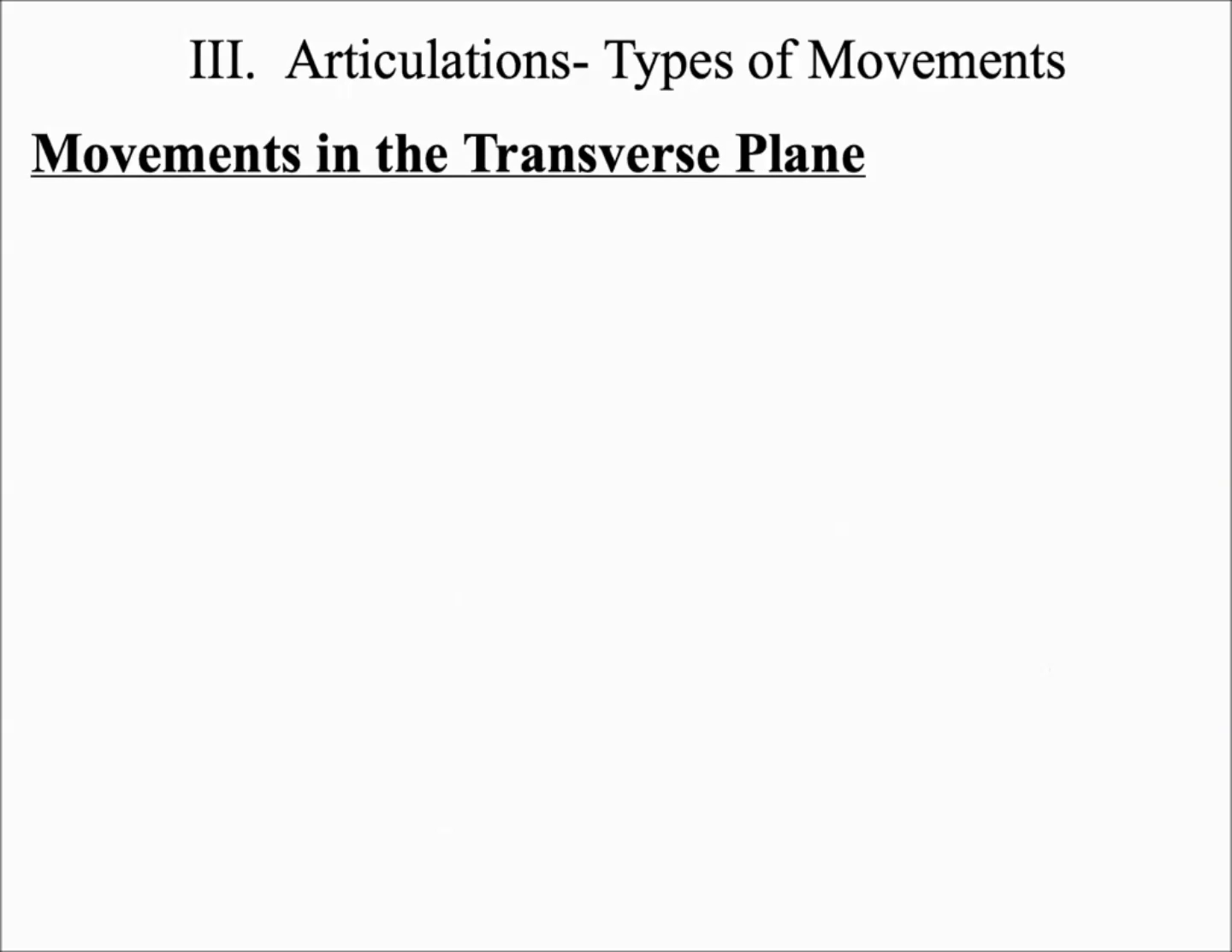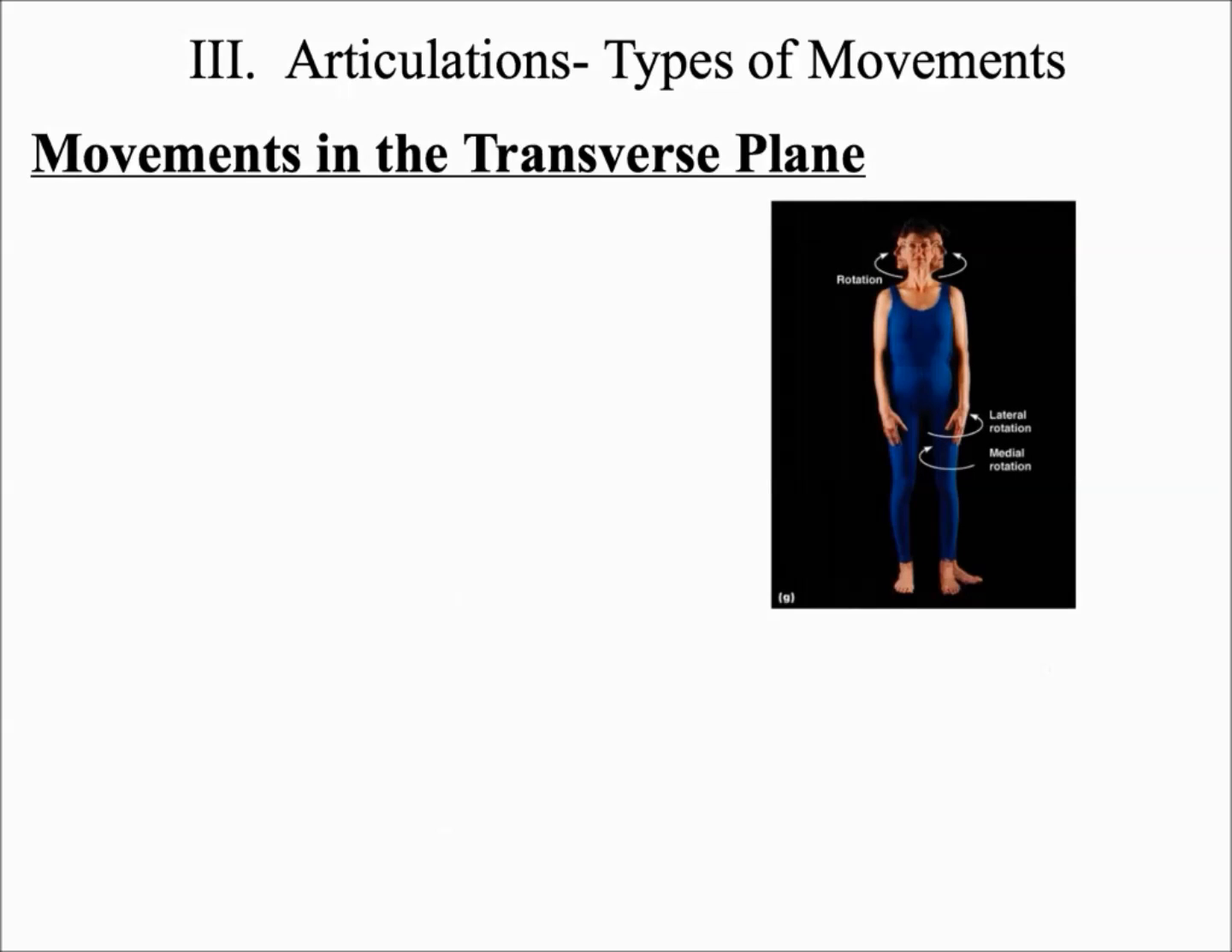Movements that are parallel to the transverse plane are called rotations. A rotation that occurs within the axial skeleton, we just call a rotation. Any type of rotation that occurs in the appendage is either medial or lateral rotation. In medial rotation, the appendage is rotated toward the midline of the body, whereas in lateral rotation, the appendage is rotated away from the midline of the body.